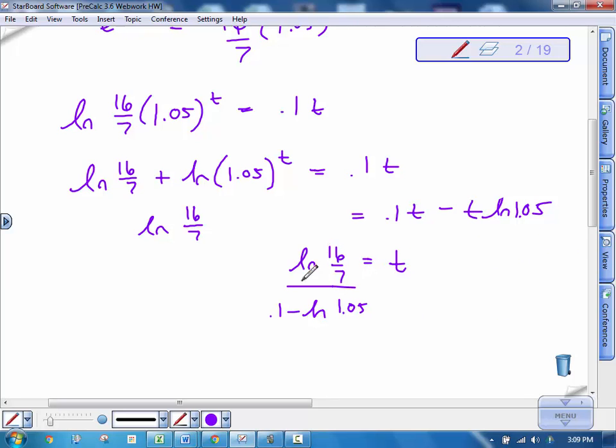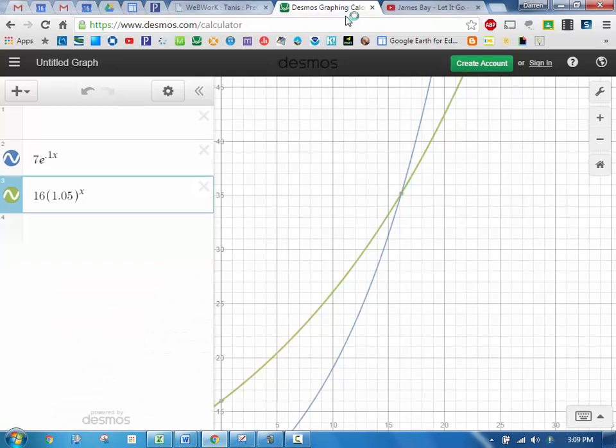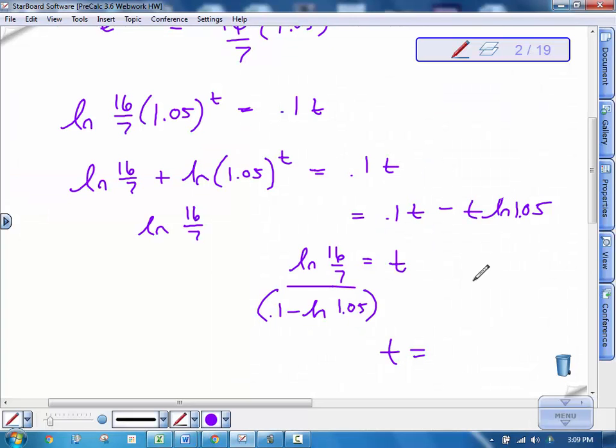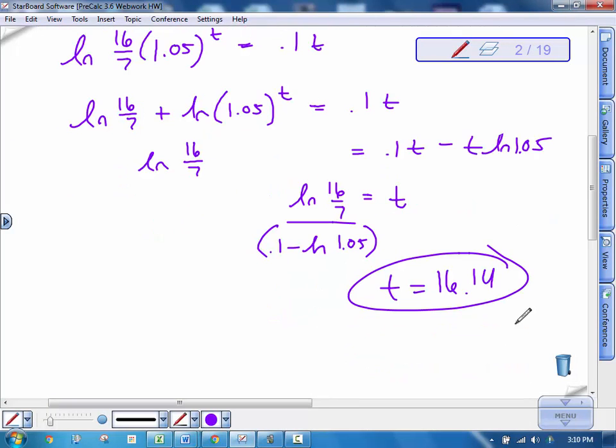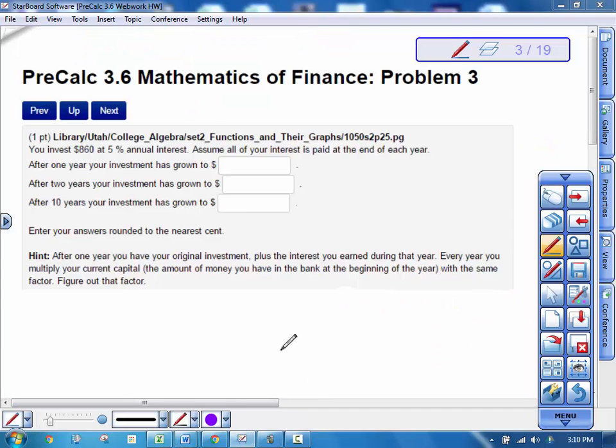I know it's tough to plug in, but if you plug that in correctly, you will get about 16.14. And I think I just entered in 16 years because it happens in the 16th year, and that seemed to work. Okay, the next problem says you invest $860 at 5% annual interest.